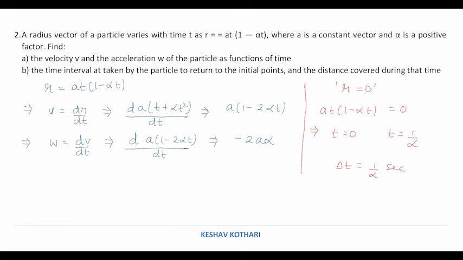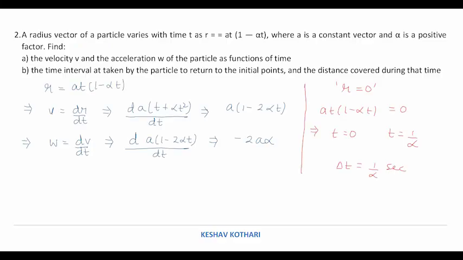And now the question is saying the distance covered during that time. Now this is an interesting part over here. The distance covered during that time. So if we look at this particular question, we say that the position vector was written as at(1 minus alpha t), and the equation for velocity was obtained as a(1 minus 2 alpha t).